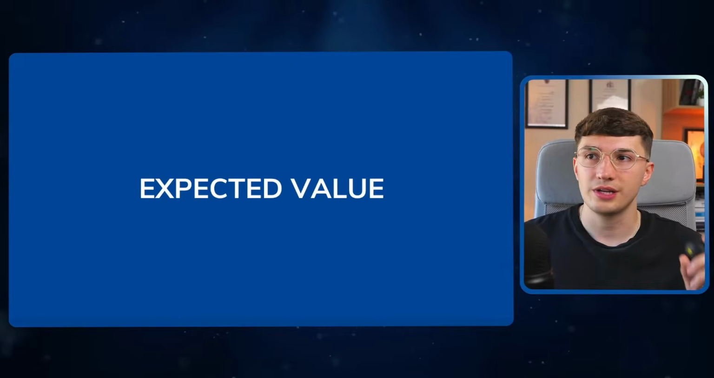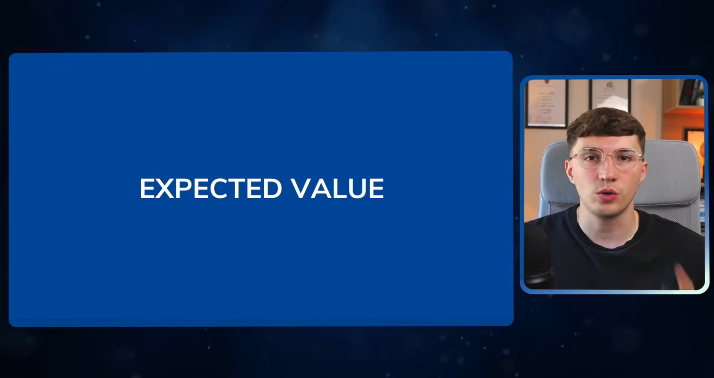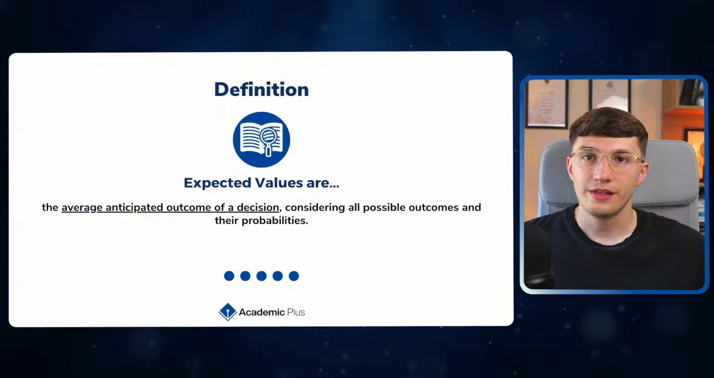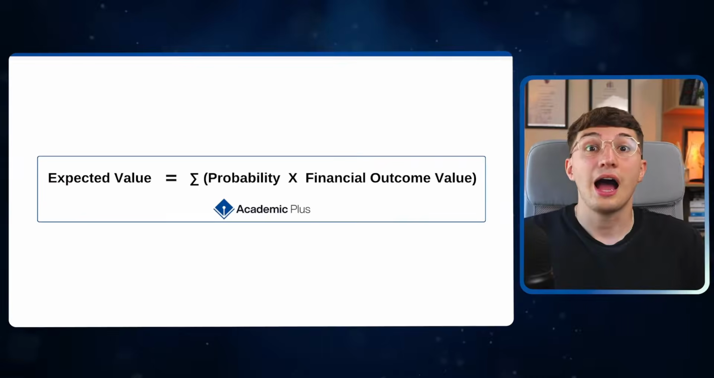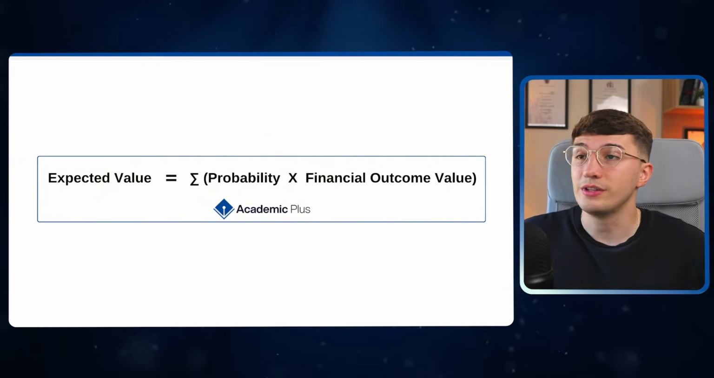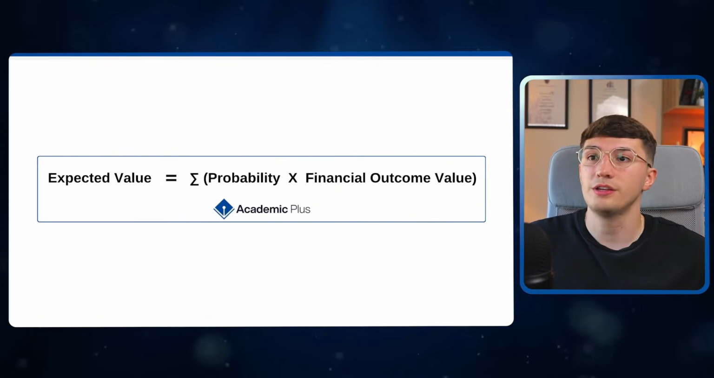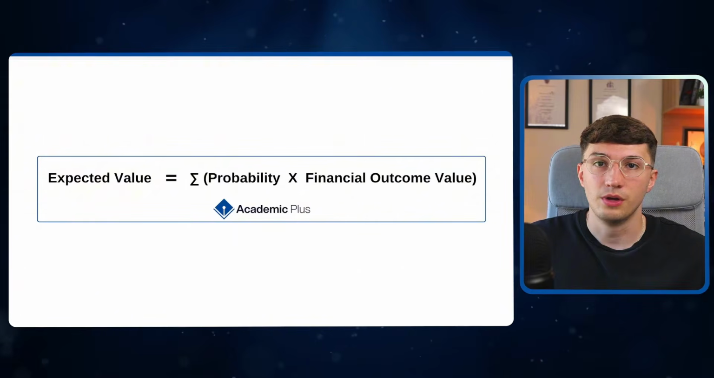Now the first calculation that we'll be looking at is what we call the expected value. The expected value is the average anticipated outcome of a decision, by considering all possible outcomes and their probabilities. The way that we calculate this is we take the sum of the probability times the financial outcome.